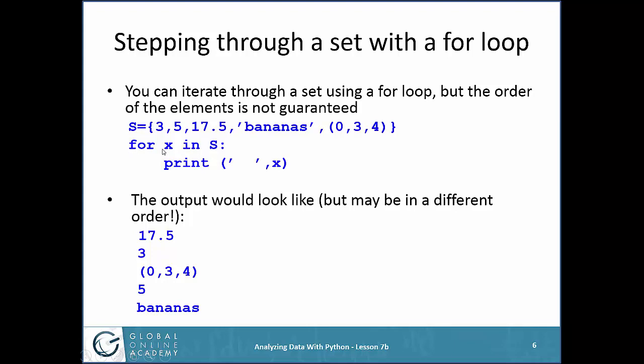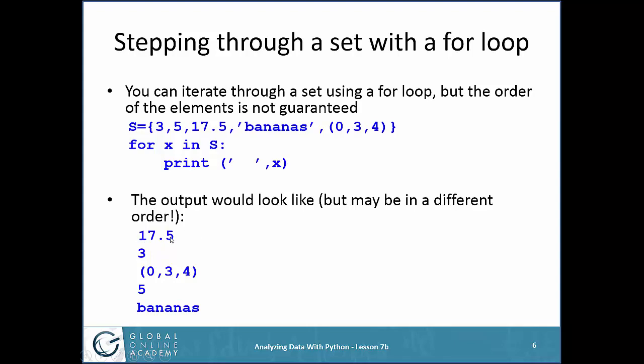Each time through this loop, it gives me one more value from the set, goes through the loop however many times we have elements in the set. But the order is not guaranteed. You want to guarantee order? Put them in a list. You don't want to guarantee order? You can use a set.